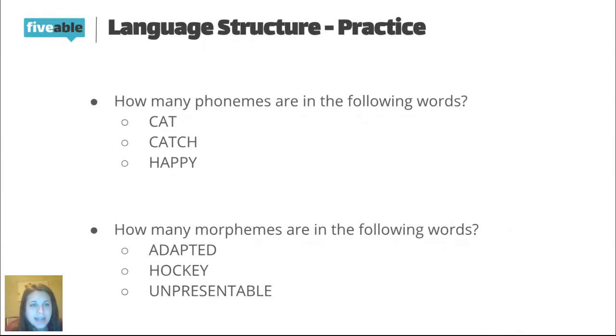So the first word is cat. How many individual sounds does the word cat have? Think about it. You could throw it in the chat if you want. So cat, k, a, t. 3 phonemes, right? The C makes a sound, the A makes a sound, the T makes a sound. The next one is catch. How many individual phonemes are in the word catch? So I would say there's k, a, and ch, right? There's 3 phonemes in that word as well.